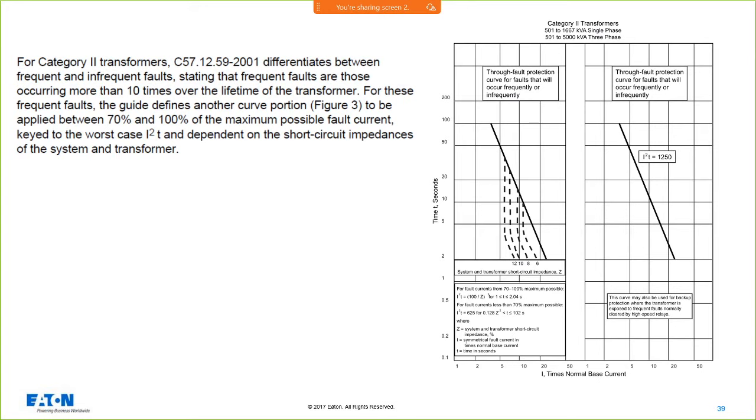But in any case, you'll see that there are what they call frequent and infrequent faults. They'll have curves in here based upon the transformer short circuit impedance, which I believe includes the source impedance, and basically that gives you, from a frequency perspective, if you have frequent faults, it'll tell you whether or not you're going to damage the transformer.